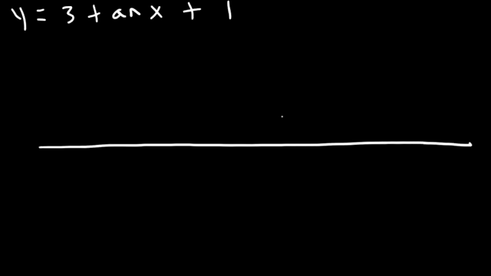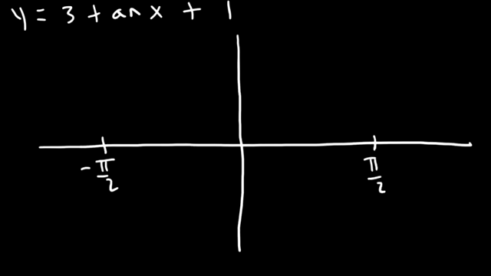Now let's work on a different example. Let's try 3 tangent x plus 1. So this time, I'm going to space it out more than the last example. So there's no phase shift, and the period is still pi. The standard vertical asymptote for tangent we know exists at pi over 2 and negative pi over 2. So there's a lot of space in between. So let's go ahead and plot the vertical asymptotes.